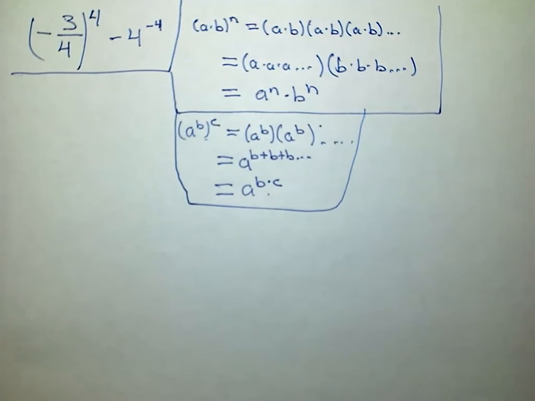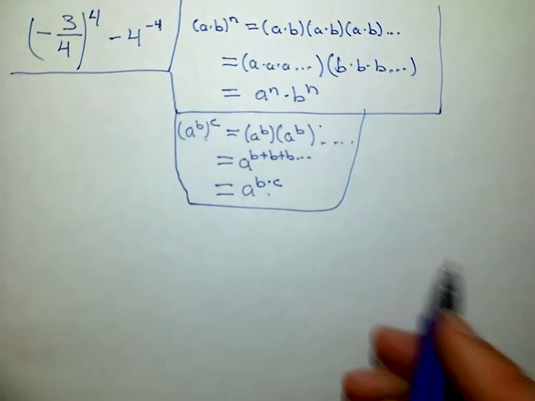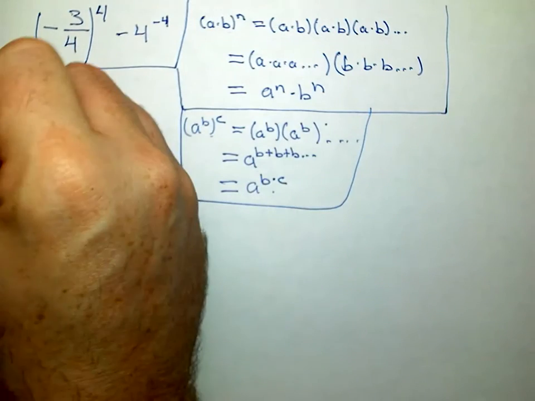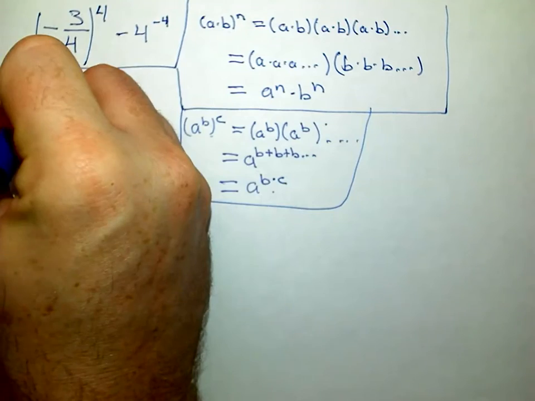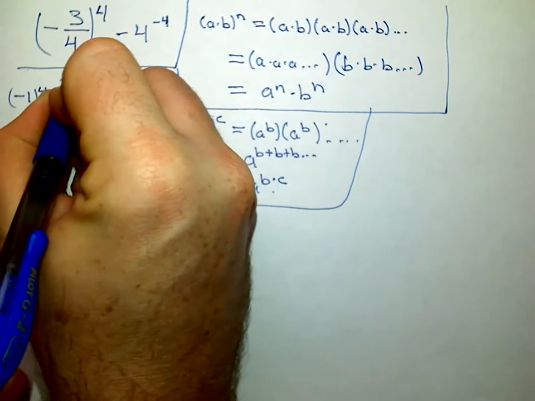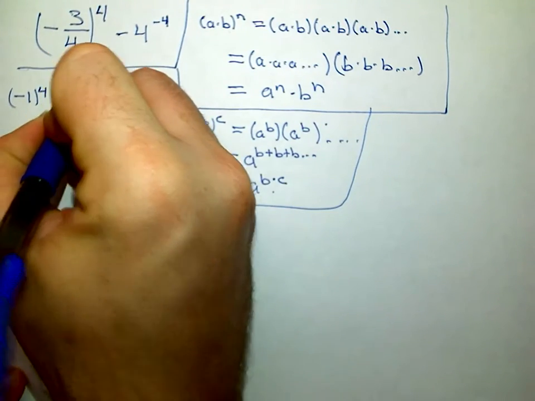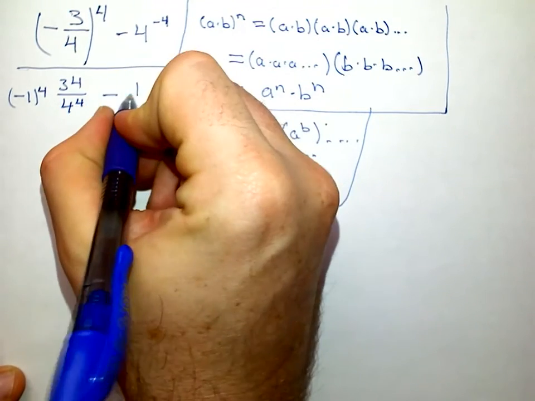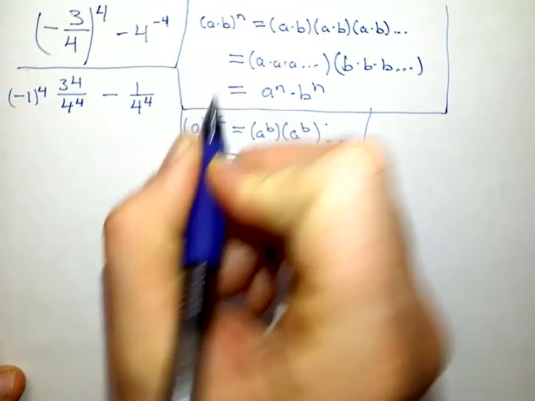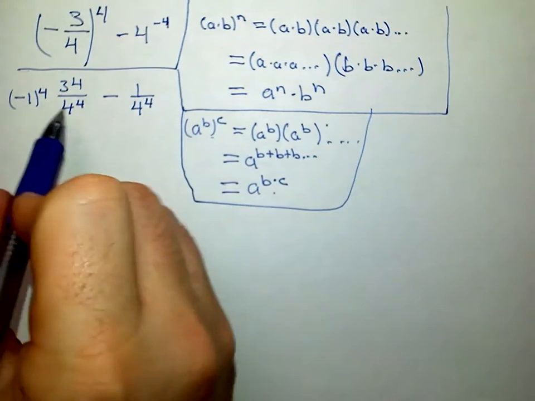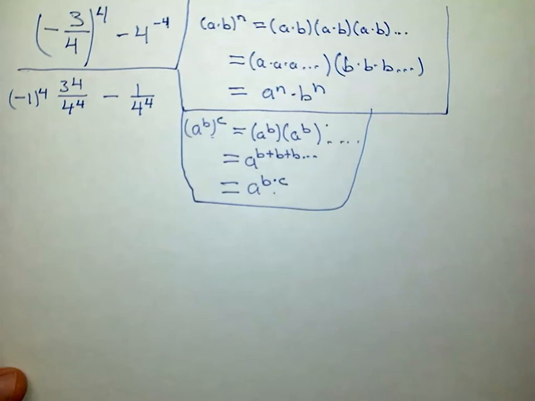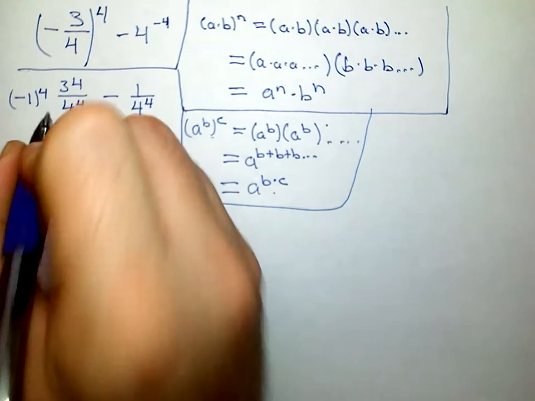Alright, so now let's go back to our original problem. First, I use this property to divide this thing up. So I get minus 1 to the fourth, 3 to the fourth, over 4 to the fourth. A negative exponent is just 1 over the exponent. So I have minus 1 over 4 to the fourth. Minus 1 to the fourth is just minus 1 times itself 4 times, so it would be 1 squared, which is 1. So I can forget about it.